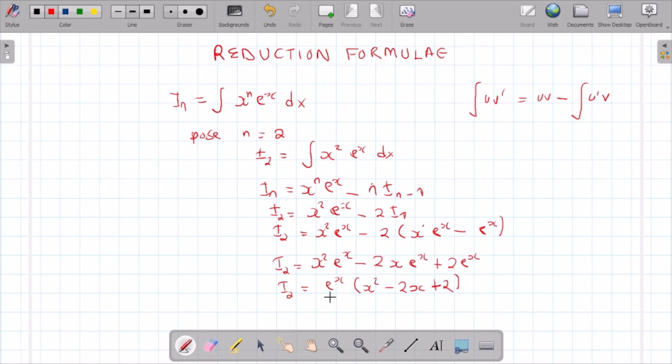Now here is your I of 2. So I of 2 is equal to e to the power of x times x squared minus 2x plus 2. This is your I of 2. Notice how easy that was. Though it was a little bit lengthy because we had to find I of 0 and I of 1, the process was easier. So that's how you can use your recurrence relation. Now let's look at another recurrence relation.